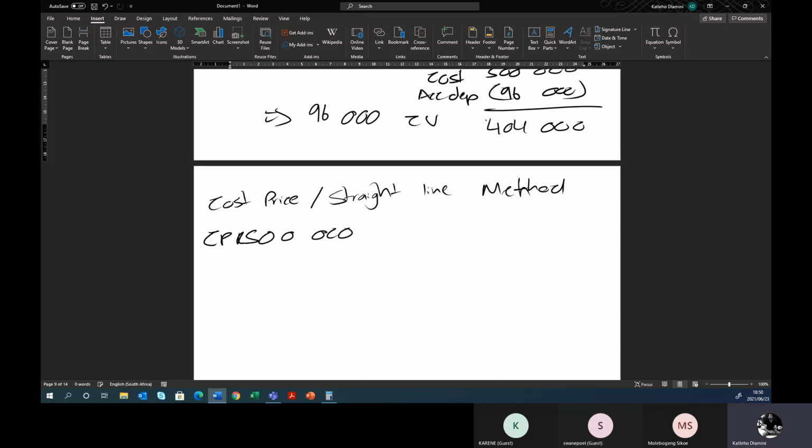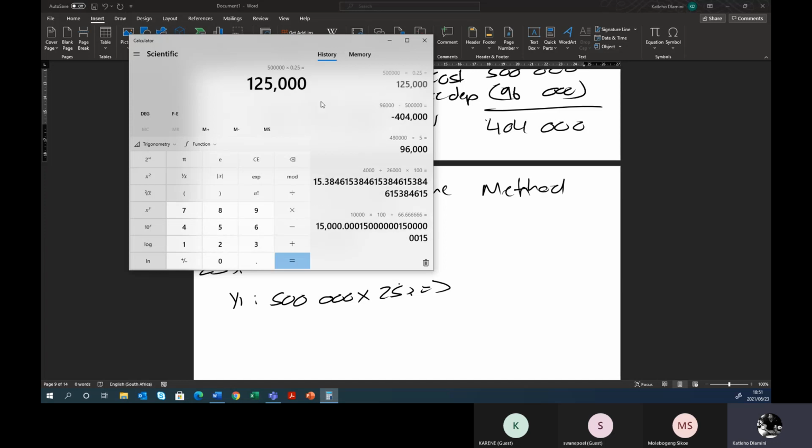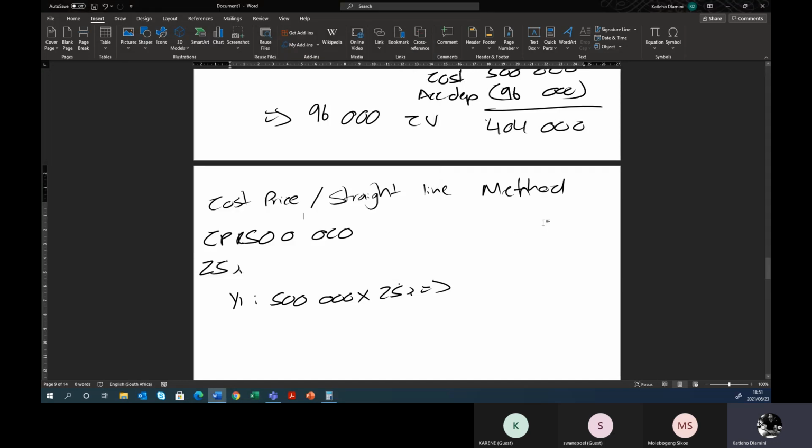I'm not going to include useful lives this time. We're going to depreciate this at 25%. Okay, this is what you're going to do. You're going to say year 1's depreciation, 500,000 multiplied by 0.25. That's going to give you 125,000 each year.